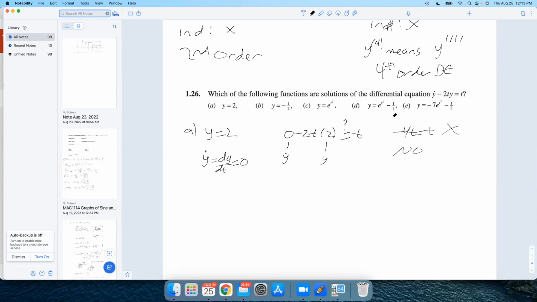Let's try maybe C. So I've got y equals e to the t squared. Then my derivative, I'm going to have to chain rule that. Derivative of e to the anything is e to the same thing times the derivative up top. Now I want to plug that into the differential equation, y prime. I'm going to write that as 2t e to the t squared. That's y dot or y prime minus 2 times t times the original.